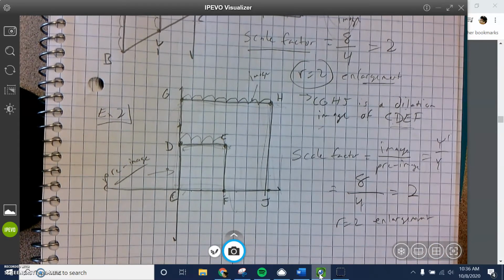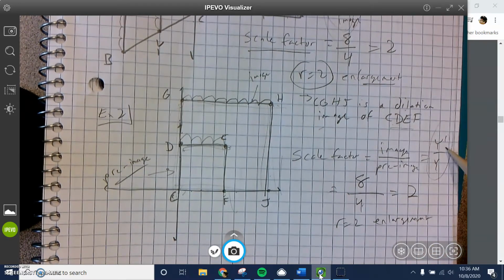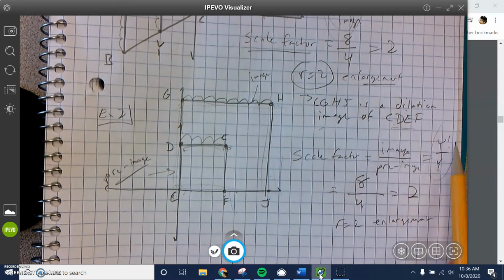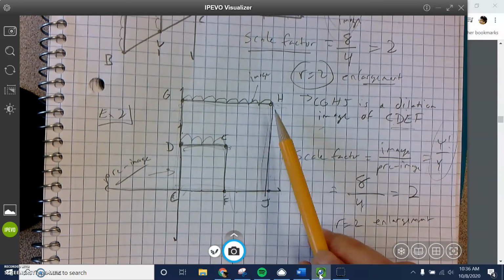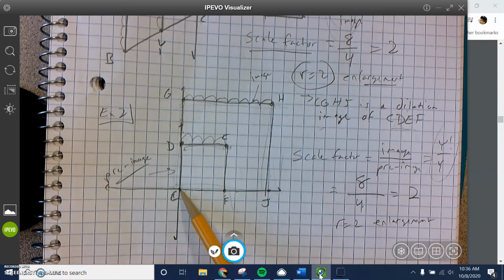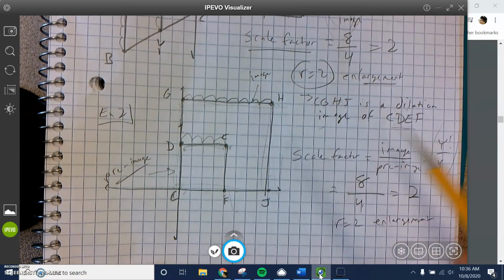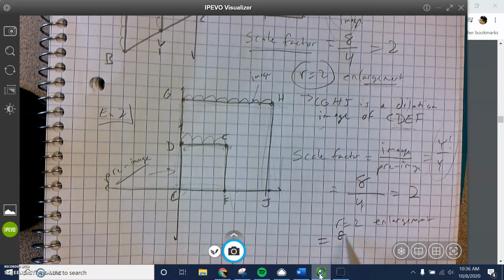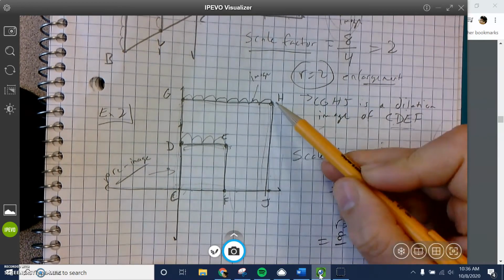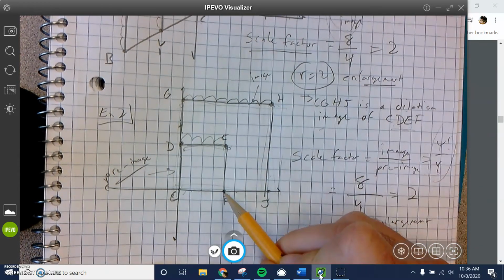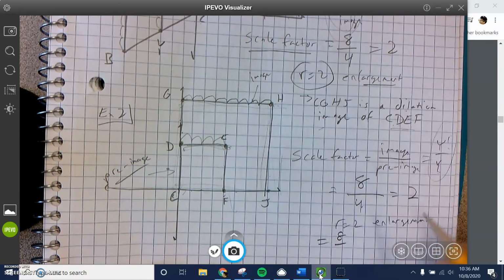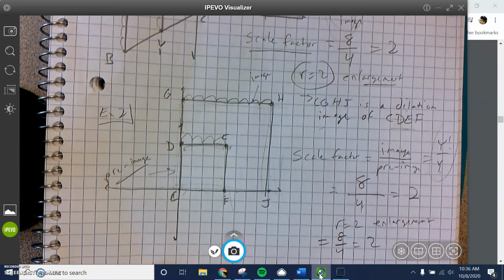Nice. Okay. So let's do this one. Y prime over Y. So Y prime is the image. So let's choose this one. This one is 1, 2, 3, 4, 5, 6, 7, 8. And the Y in the same relative position would be C. That's 1, 2, 3, 4. Oh, same thing. There you go.